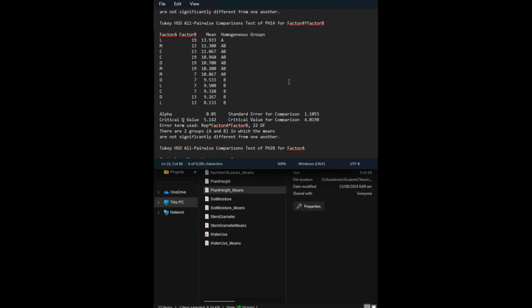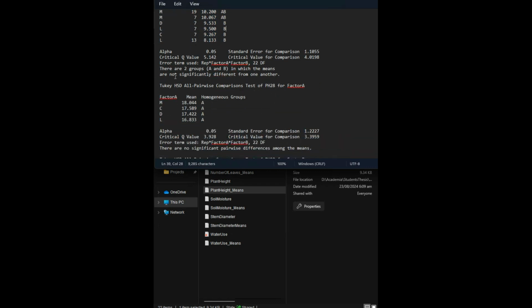The interaction table starts from here and ends here. So that one too, the critical value for comparison, in other words the HSD value, is this one. You will need that one too, plus the means here. When you finish with all these three tables, you then move to another day, from 14 days to 28 days after planting. It also has three tables.